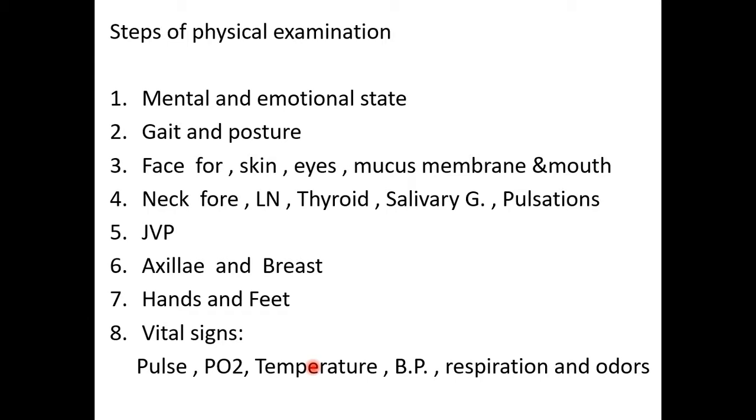The most important pulsation is the jugular venous pulsation, which should be part of general physical examination and should be measured. The examination of the axilla and breast, the examination of the hand and feet, looking for cyanosis, for jaundice, for clubbing, for any abnormalities, any deformities. You can look for the vital signs by examination of the pulse or the oxygen saturation using oximetry, the temperature of the patient, the blood pressure of the patient, the respiratory rate of the patient.